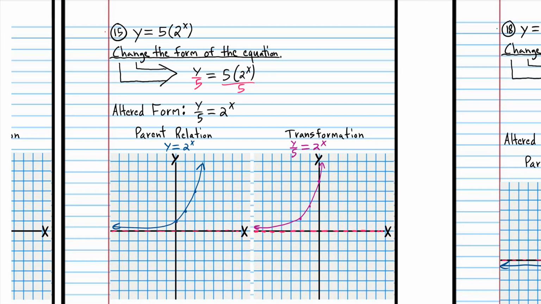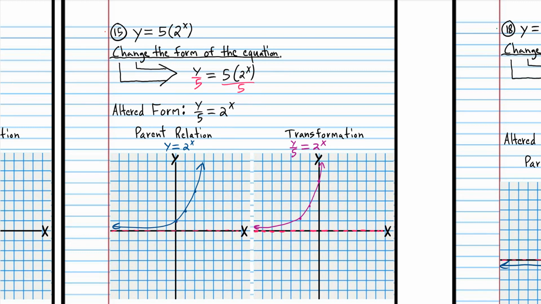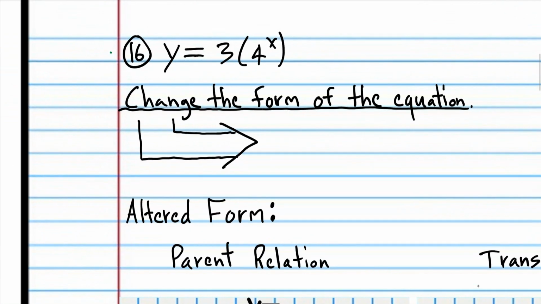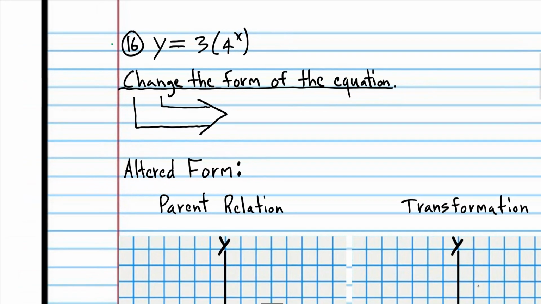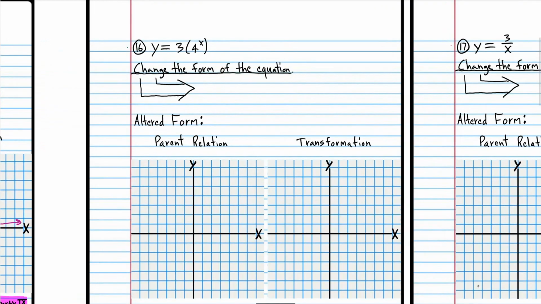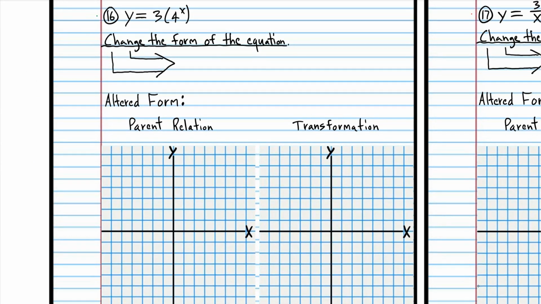Now I want you to try number 16. Remember, when you have a 3 next to an exponential expression, or any number next to an exponential expression with parentheses or a dot, that means multiplication. So you're going to have to put that 3 on the other side. Try number 16. When you come back, we'll do it together.